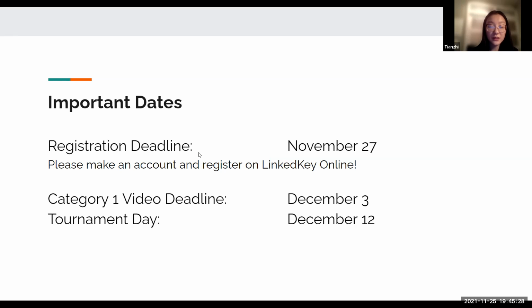And then the actual date of the tournament is December the 12th. So between December the 3rd and December the 12th, the judges will be judging category 1 and submitting scores. And then the other 2 categories will be on December the 12th.